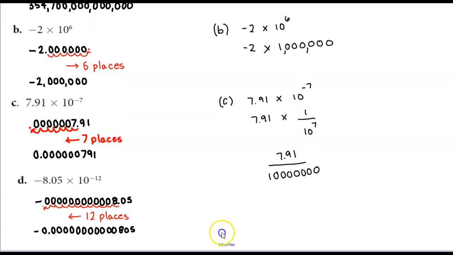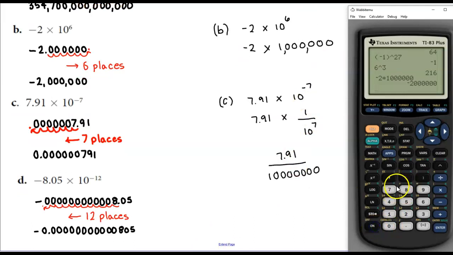So let's see what happens when we do this division on our calculator. If we take 7.91 and then divide it by 1, 2, 3, 4, 5, 6, 7, we get 7.91 times 10 to the negative 7, which is what you get here. Now, what you would do in this scenario is that since you're dividing 7.91 by these 7 zeros, you're making it smaller, which means you're going to be moving it over 7 places. Just to give you an idea of what this actually means by using the exponent rules from our previous section.